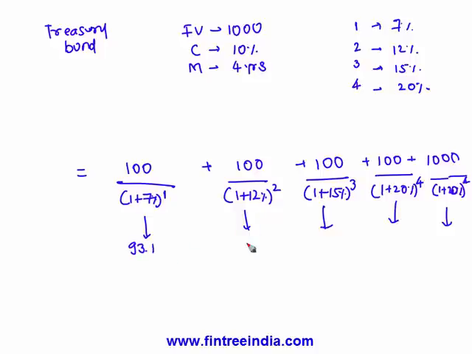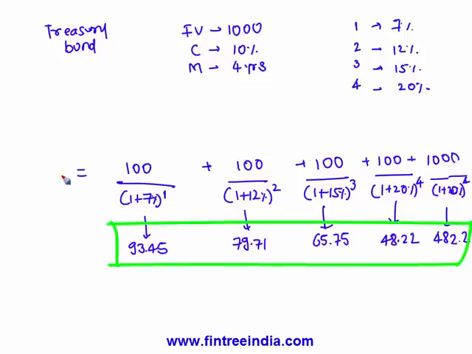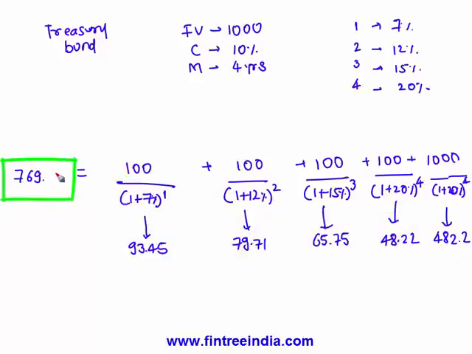How much is the first one? 93.45. Second one? 79.71. Third one, 65.75. Individual values: 48.22 and 482.2. And now add up all the four present values. The total is 769.50. Are we together up to this?